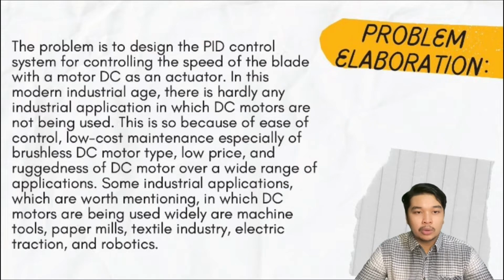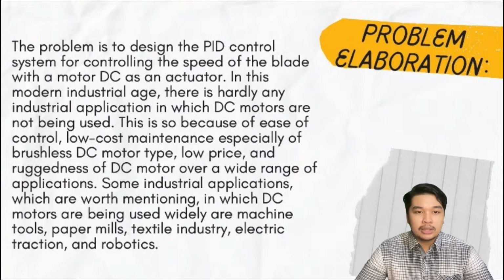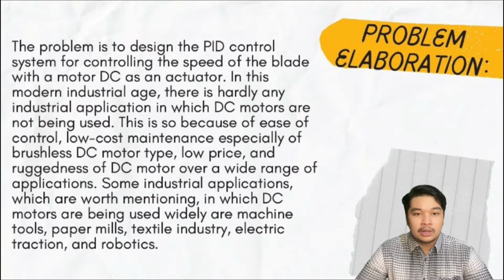So starting off with the problem elaboration, the problem is to design the PID control system for controlling the speed of the blade with a DC motor as an actuator. In this modern industrial age, there is hardly any industrial application in which DC motors are not being used. Some industrial applications worth mentioning in which DC motors are widely used are machine tools, paper mills, textile industry, electric traction, and robotics.